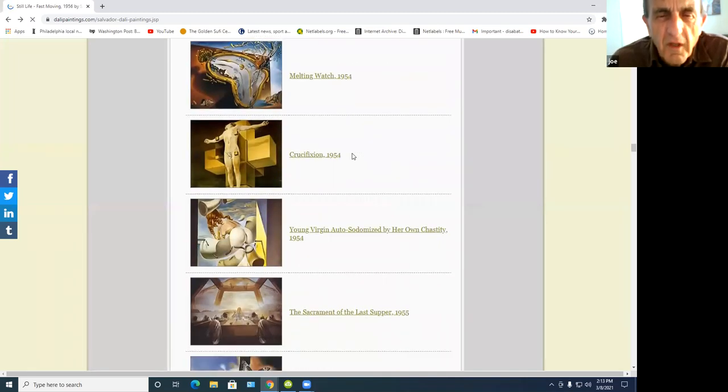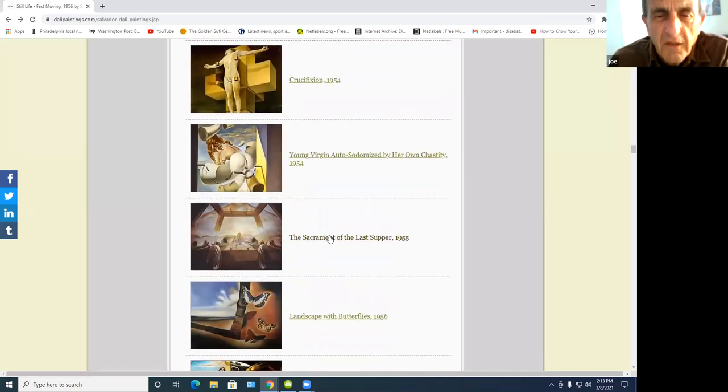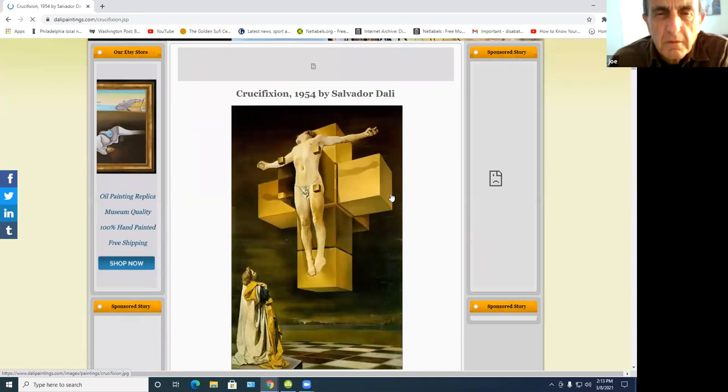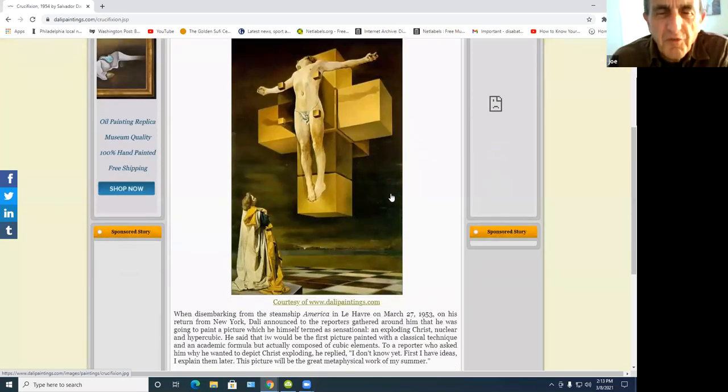I'll put one more, and here's another, Last Supper. Now you can see this crucifixion. You may have seen it before. You never see Christ's face.